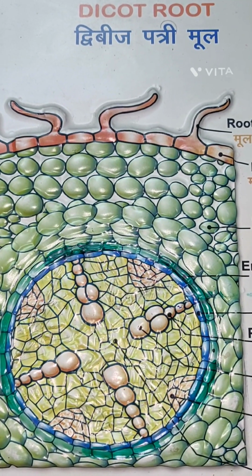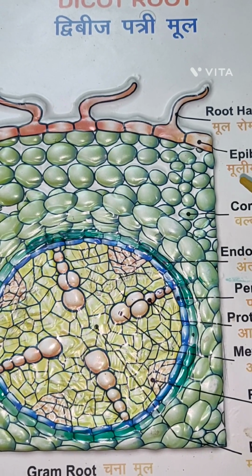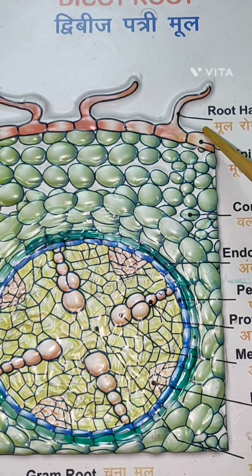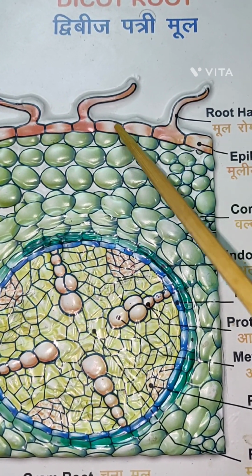Let's discuss the transverse section of dicot root. The outermost region is epidermis. Root epidermis is called epiblema. Since it's an underground part, it doesn't have cuticle. The cells are elongated, compactly packed without any spaces, and it is single layered.